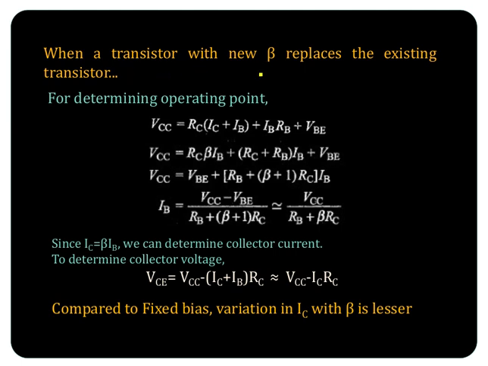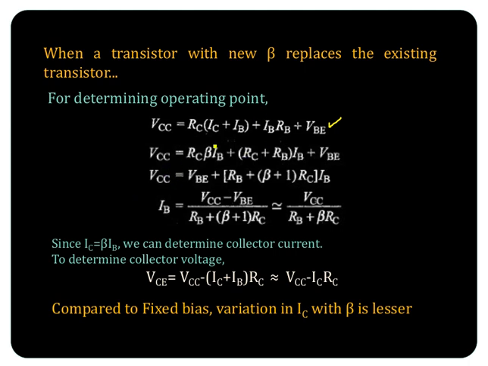Now, when a transistor with new beta replaces the existing transistor, what happens? We saw temperature dependence. It is appreciably improved compared to fixed bias circuit. What about beta? Let us determine the operating point, and we'll write the base current in terms of beta. So VCC equal to RC into IB plus IC plus IB RB plus VBE. This is the equation of the input side when it is connected in collector to base biasing mode.